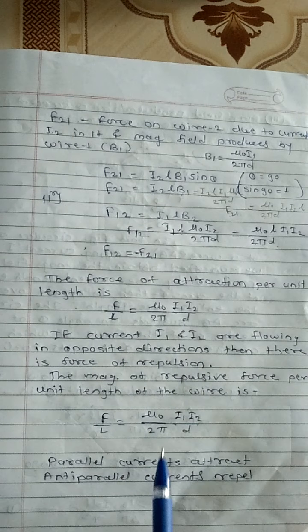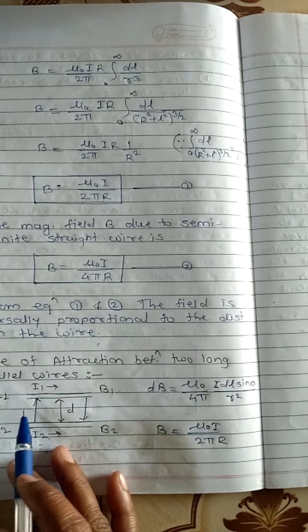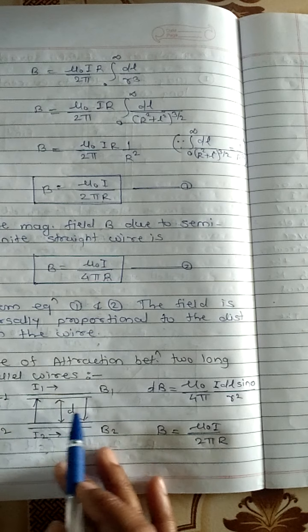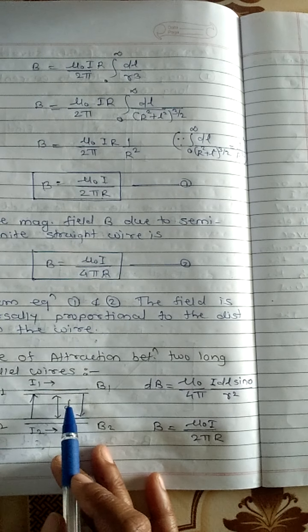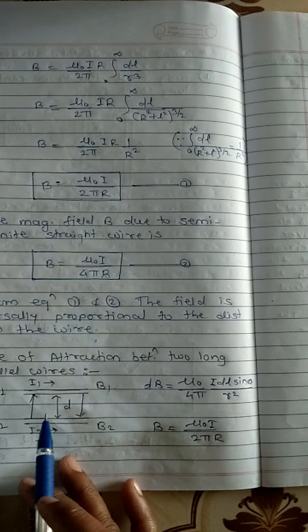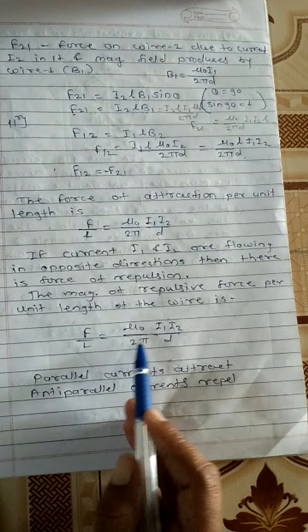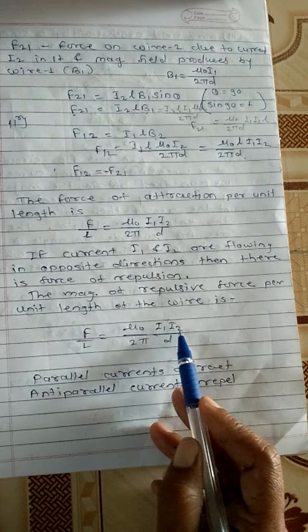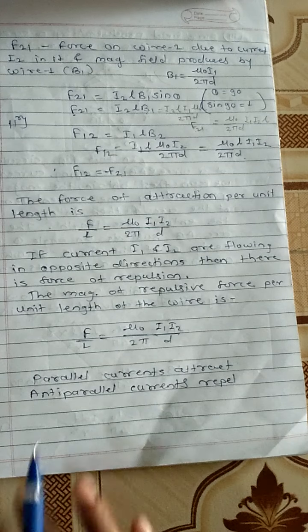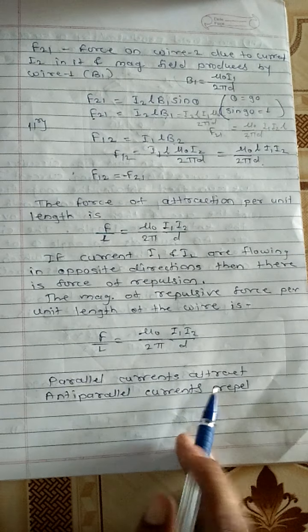If currents I1 and I2 are flowing in opposite directions, then there is a force of repulsion. Now the two currents flowing through these two wires are parallel, therefore there is a force of attraction. If currents I1 and I2 are flowing in opposite directions, then there is a force of repulsion, and the magnitude of the repulsive force per unit length of the wire is F upon L is equal to mu 0 upon 2 pi I1 I2 upon d. That means parallel currents attract and anti-parallel currents repel.